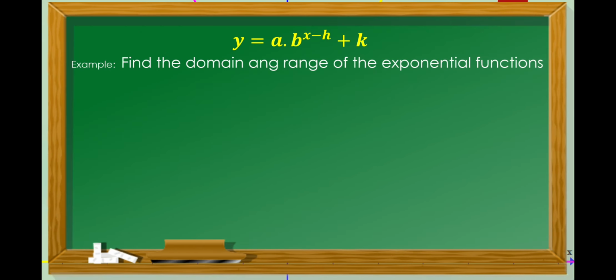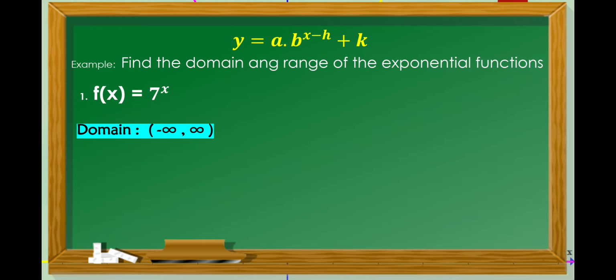Now, let's try to find the domain and range of the exponential functions. Number 1, f of x is equal to 7 raised to x. The domain is always negative infinity to positive infinity. Based on the given function, the base here is 7. So that is a times b, equal to 1 times 7. Therefore the value of a is equal to 1 and the value of b is 7.